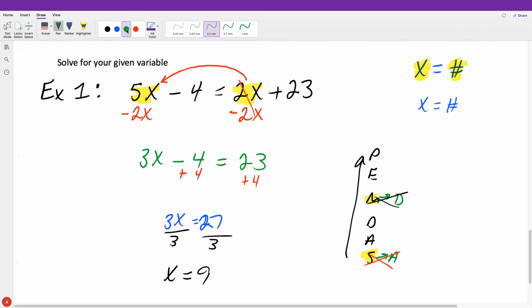All right, so now if you wanted to check your work, we can plug it back in. Does 5 times 9 minus 4 actually equal 2 times 9 plus 23? Well, 5 times 9 is 45. 45 minus 4 is 41. 2 times 9 is 18.